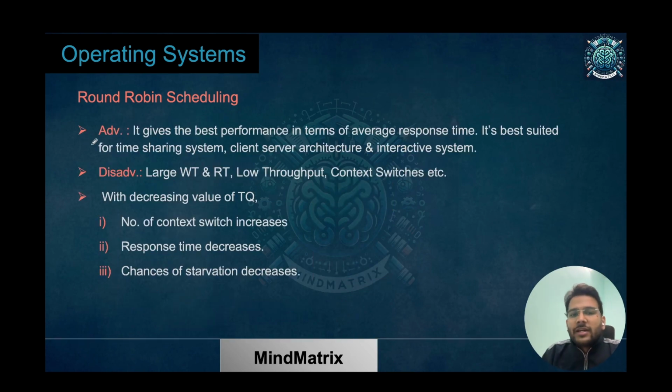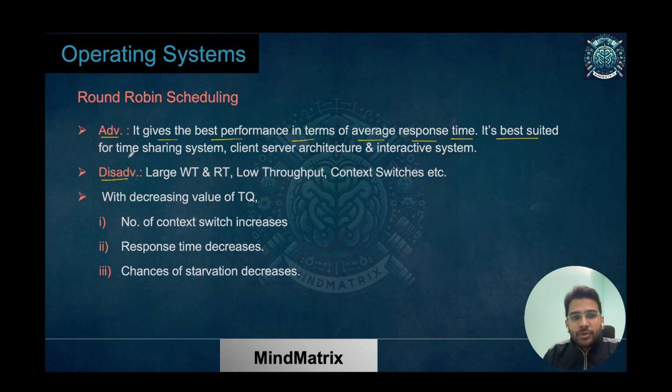So before solving the question, let's understand the advantages and disadvantages of round robin scheduling and a few more concepts related to it. It gives the best performance in terms of average response time. Why? Because the process which arrives doesn't have to wait long, since we have a fixed amount of time, the time quantum, and after certain units of time the other processes also get the CPU. First time allocation of CPU will happen as soon as your process arrives in the ready queue. So that's why the average response time is going to be better in round robin scheduling.